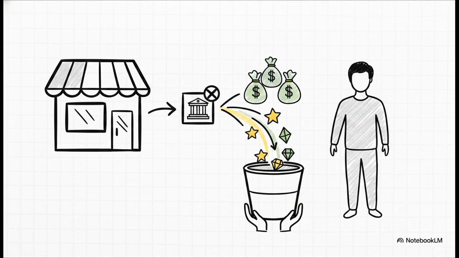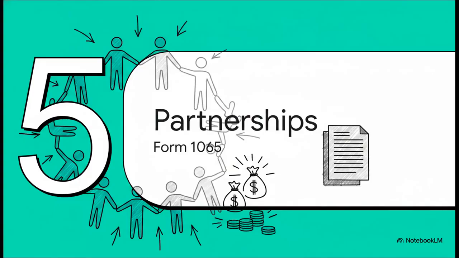Furthermore, the exam heavily tests S-Corp eligibility, like the 100 shareholder limit and having only one class of stock, and the massive concept of shareholder basis. You literally cannot deduct a pass-through loss or take a tax-free distribution if you don't have the basis to support it. No basis, no deduction. Simple as that.